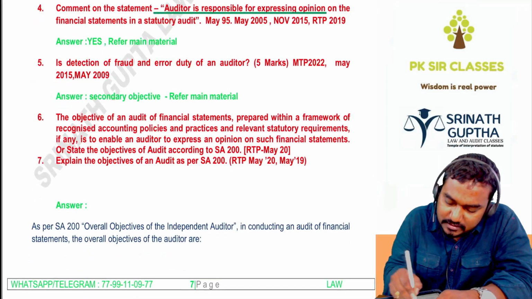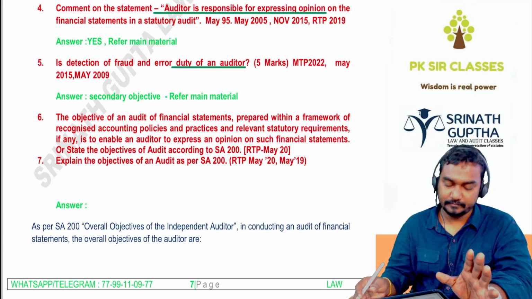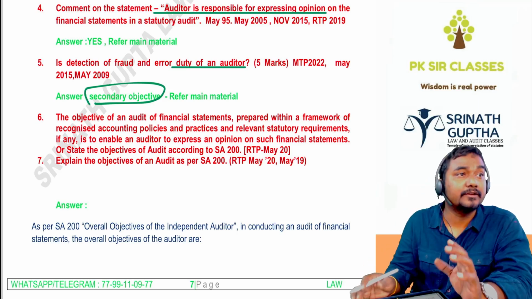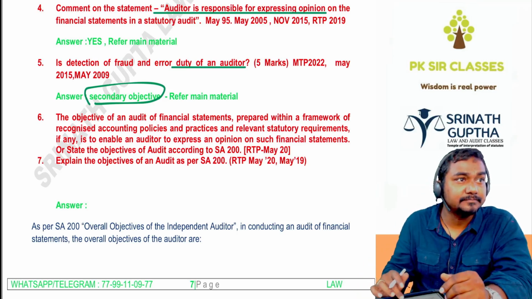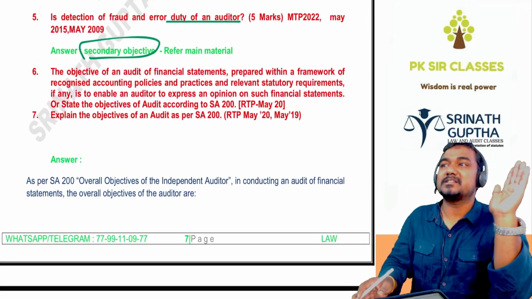Is detection of the frauds and errors the duty of the auditor? Secondary duty. Which duty? So the secondary objective is the detection of the frauds and errors. The primary duty is expressing the opinion. Next question, beta. Are you able to understand the questions?